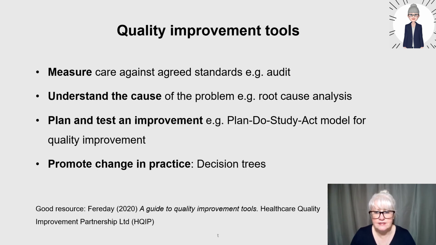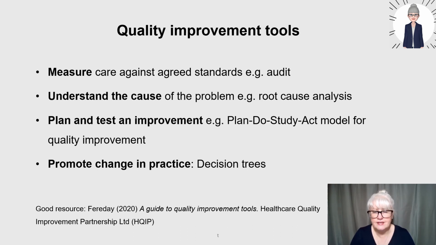And root cause analysis aims to find out what happened and why, so that we can make required changes. And an example would be to determine the cause of an adverse event in healthcare after an incident. Then we have tools that help plan and test an improvement, such as the Plan, Do, Study, Act Cycle and Model of Quality Improvement. And then we have tools that promote change in practice, such as decision trees.